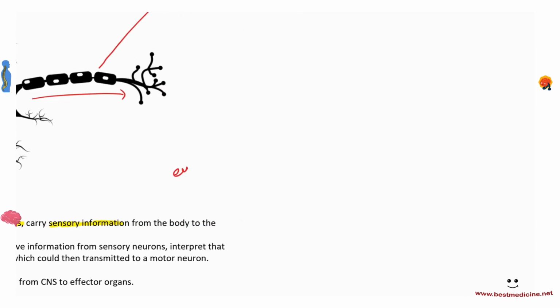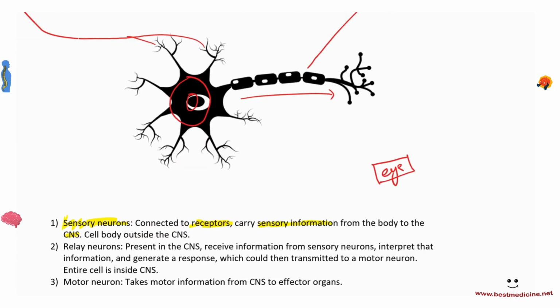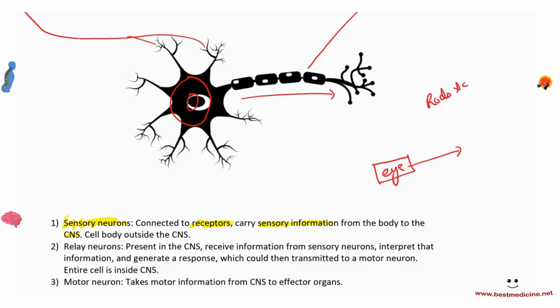So for example, you have the eye, right? It generates sensory information, visual sensation. The eye has visual receptors that are able to detect visual information. By the way, do you know what the visual receptors in the eyes are called? They're called rods and cones, okay? Rods and cones are visual receptors in the eyes.